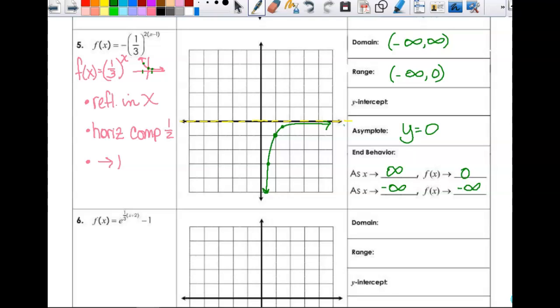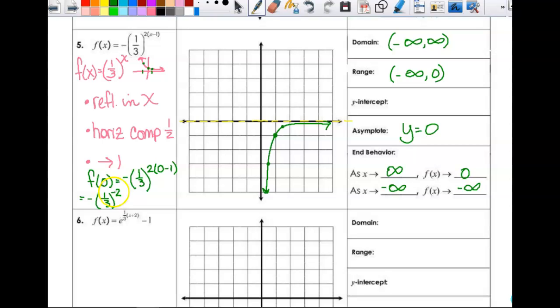X. So if this is f of x, I can find f of 0 and just substitute it into that original. So I have negative and then 1/3 to the 2 times 0 minus 1 power. Right? So that gives me negative and then 1/3 to the -2 power, right? Because that's going to give me 2 times -1. All right, what is 1/3 to the -2 power?